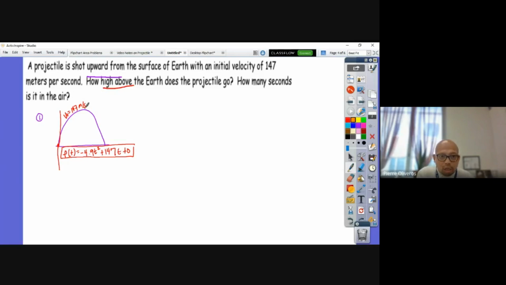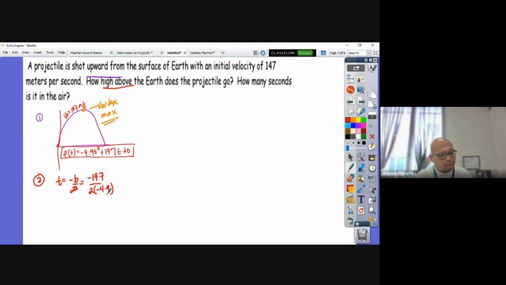How high above the Earth does the projectile go? So we're looking for the maximum or the vertex there. The vertex will give us the maximum value or maximum height of the object. So for step 2, we're going to find the axis of symmetry first, which is negative b over 2a. And in this case, negative 147 over 2 times a, which is negative 4.9.